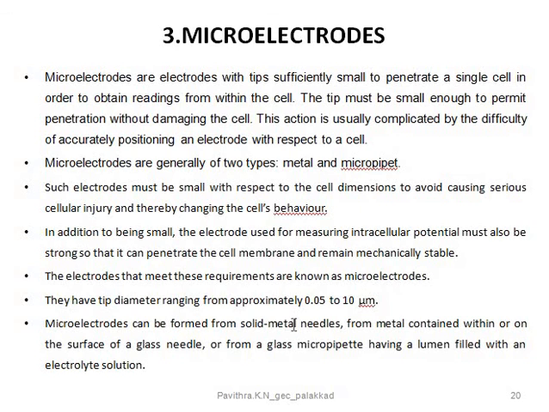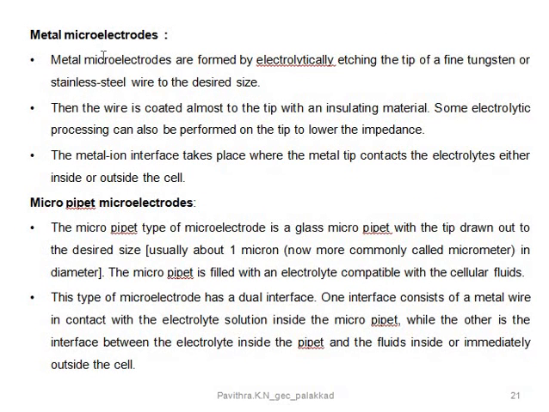The microelectrodes can be formed from solid metal needles, from metal contained within or on the surface of a glass needle, or from a glass micropipette having a lumen filled with an electrolyte solution. Now, as I have told, there are two types of microelectrode, metal microelectrode and micropipette electrode. So, metal microelectrode.